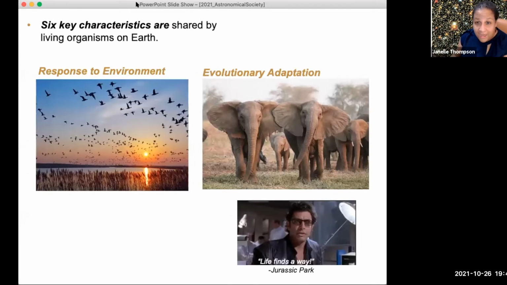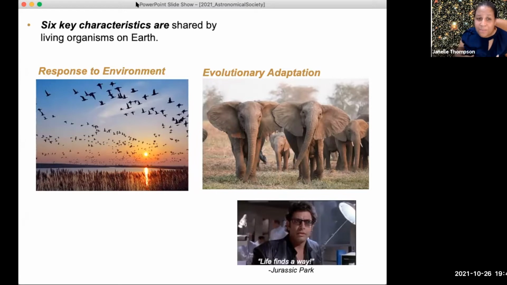Now, another key characteristic, or rather two key characteristics that living organisms share, is the ability to respond to their environment. And they do this on short time scales via behavior. And then they also do it on evolutionary time scales. So that's called evolutionary adaptation.